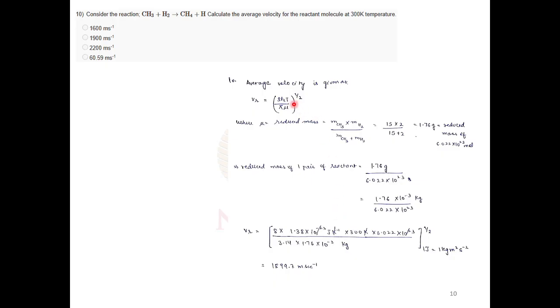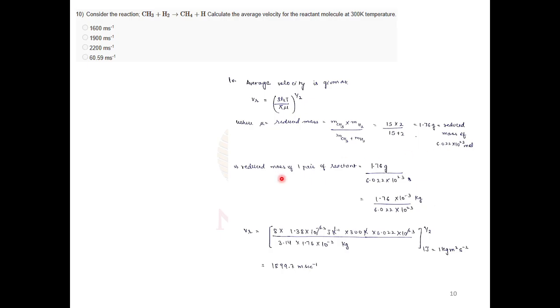See this, 8kT by pi mu. Here this mu is called the reduced mass. For reduced mass, it is m1 m2 by m1 plus m2. Here this is CH3 and hydrogen, so 15 into 2 by 15 plus 2. If m2 is greater than m1, then obviously the reduced mass is close to the lighter mass. So this is the reduced mass for 6.023 into 10 to the power 23 molecules, right?